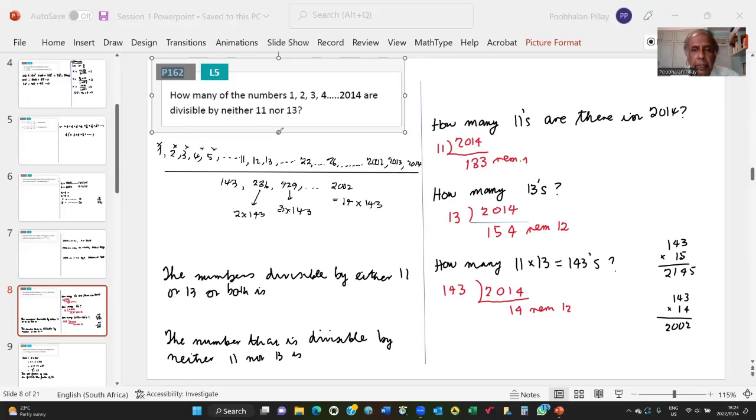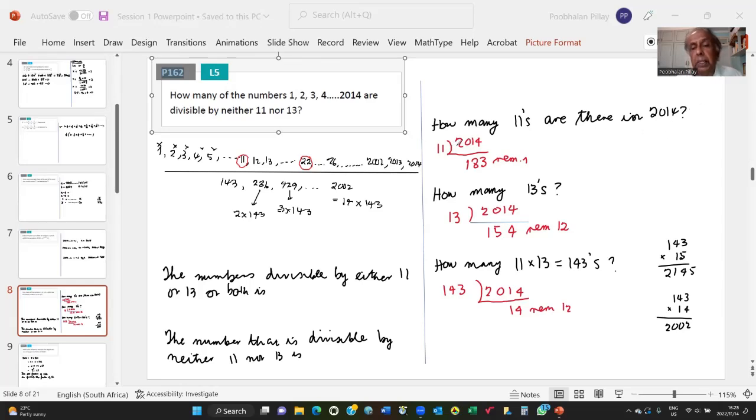The first one that comes up, which is divisible by 11, is that one, right? And if you keep going on, the next one will be 22. So these numbers, 11, 22, 33, and so on, are divisible by 11. And how many of them are there? Well, it's the same as asking how many 11s are there in 2014. That is really the question, and that's a division sum. We asked this question here.